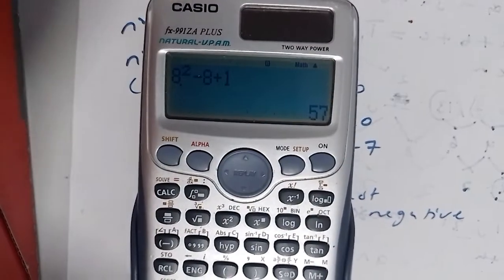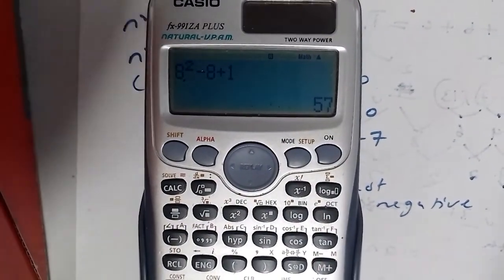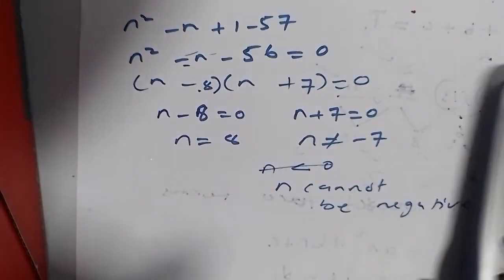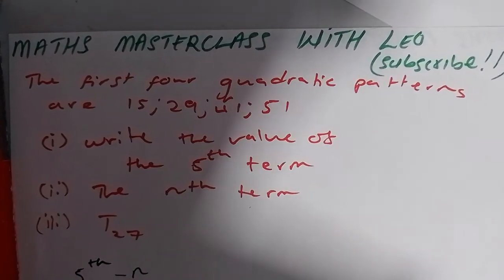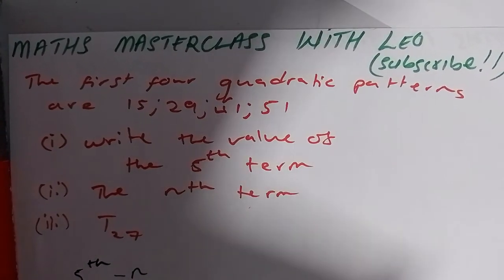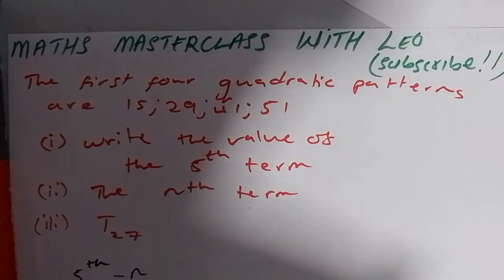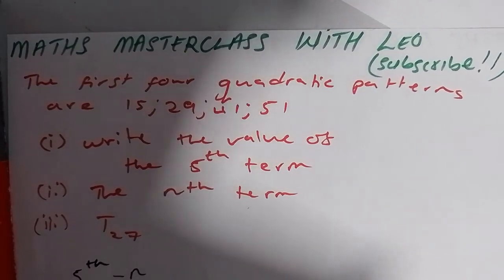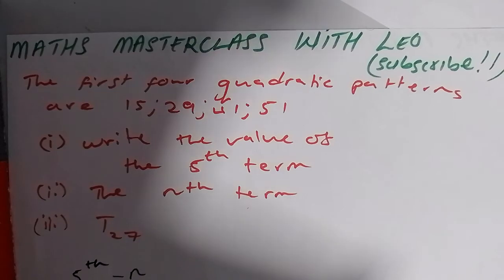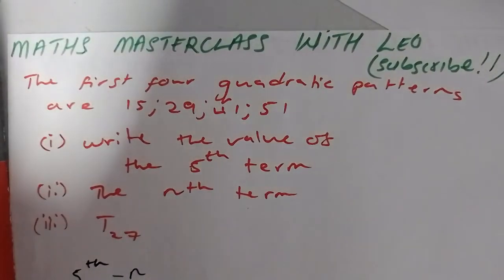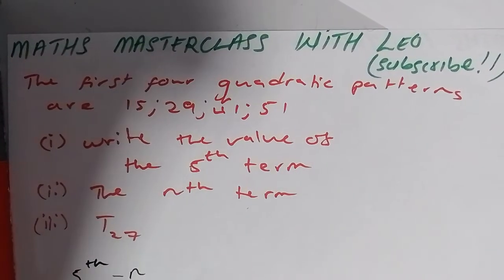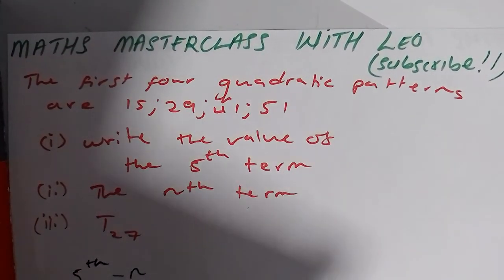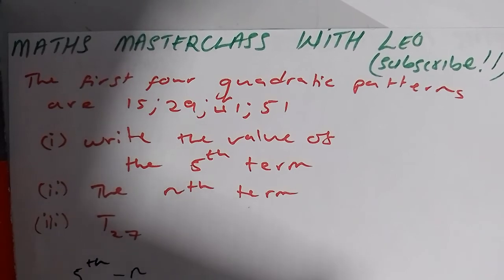And then I'm going to check a question paper and try to answer one question. This is the last question of the day. We are given the following statement: the first 4 quadratic pattern terms are 15, 29, 41, and 51. Mind you, this is from the 2019 June exam. They say write the value of the 5th term. That is the first question.